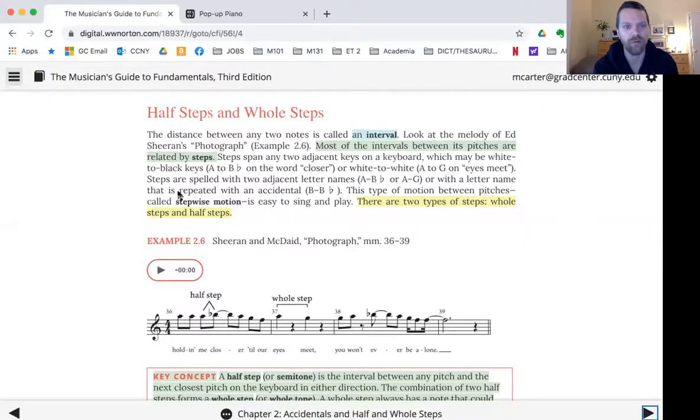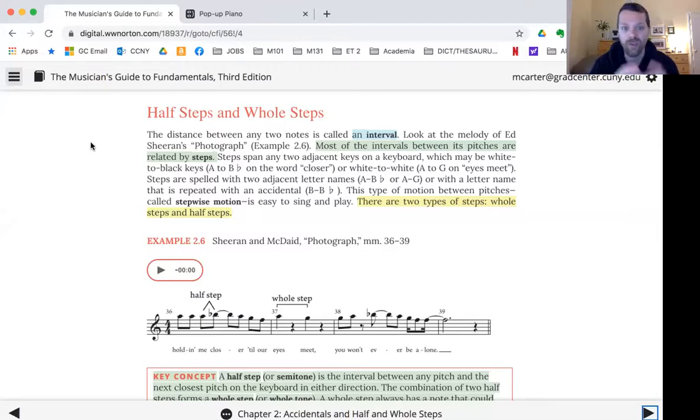And the two foundational intervals that we're looking at now will ground us in everything we do after this. So what is an interval? As the book says here, just the distance between any two notes is called an interval. Now, every interval has a specific name and a specific quality. We'll get into quality later, but there's two important components to an interval: quality, again, save that for later, and distance, okay? Distance is what we'll look at here.